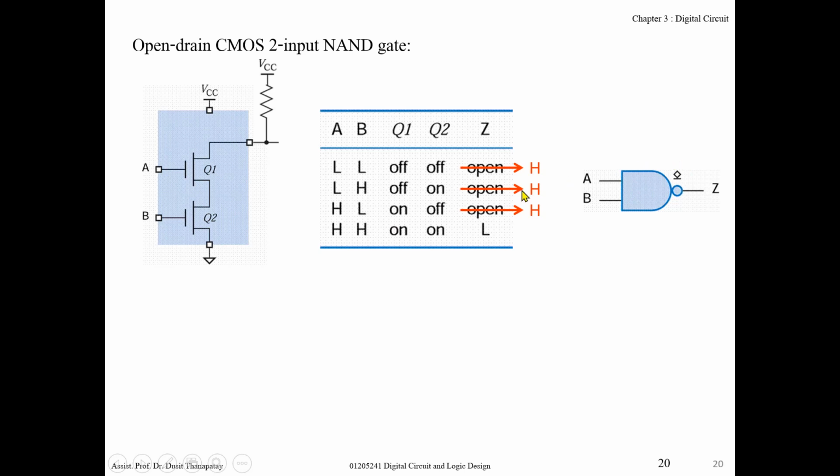For the TTL family, the similar one is called open collector. You just need to know the name. If you see this one, it's the same, similar thing.